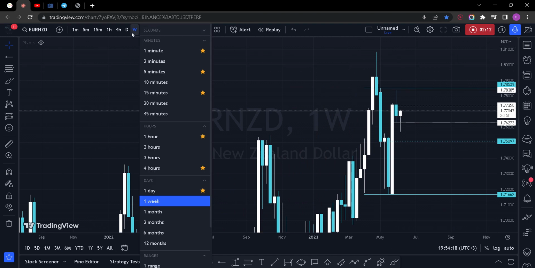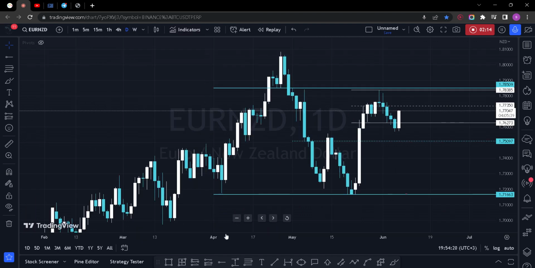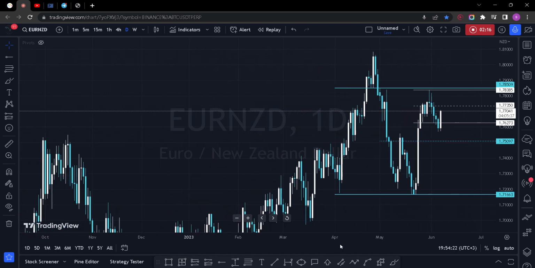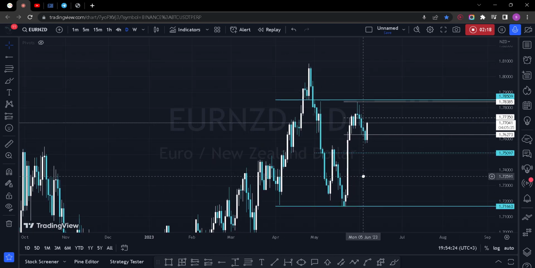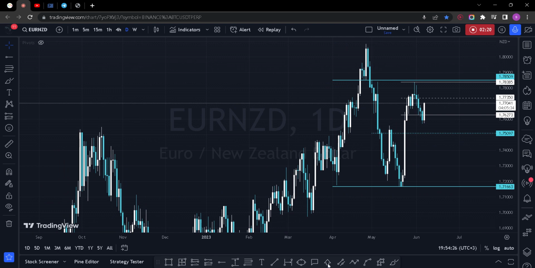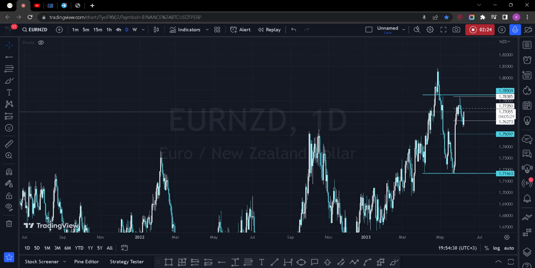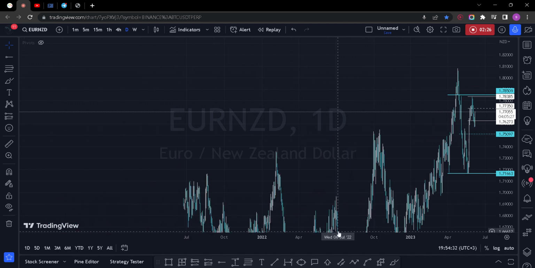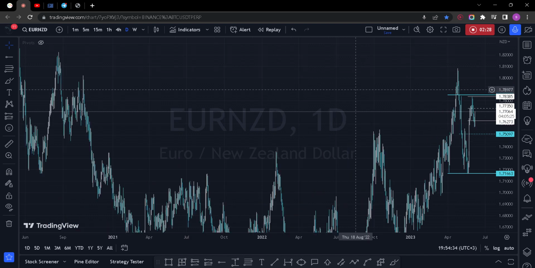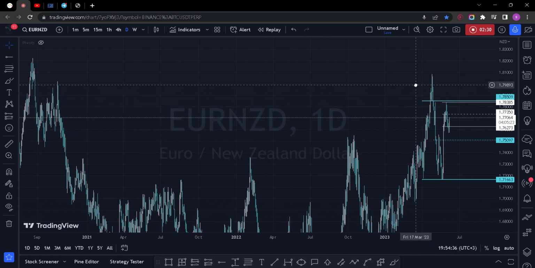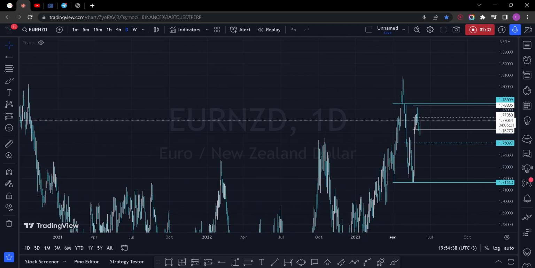Now that our high time frame levels are identified, as usual, I like to now identify my premium and discount zones on the daily time frame. So initially, I would have entered. This was the ideal place to enter a short, and this is why.